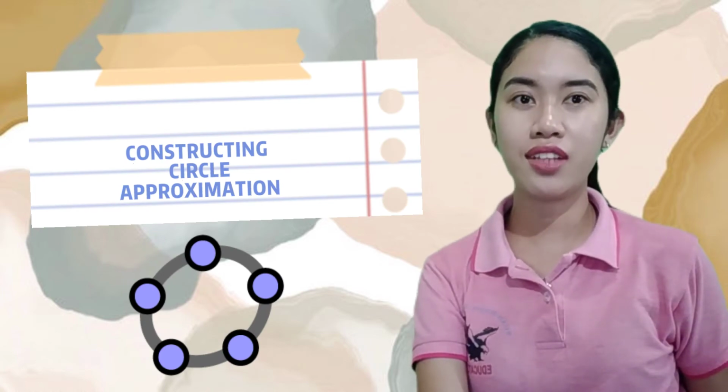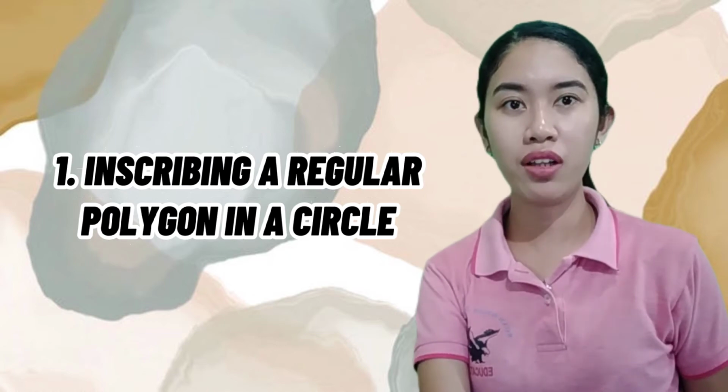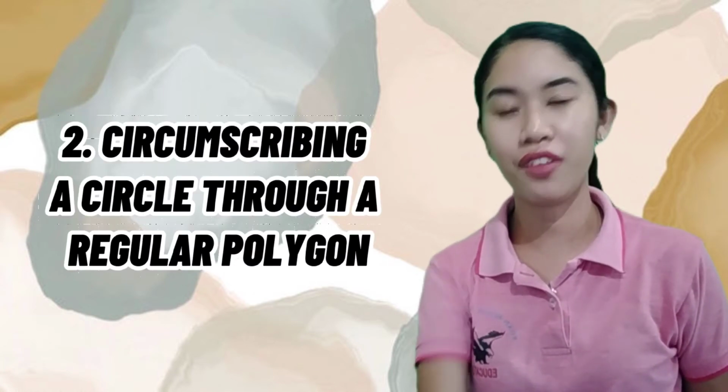This tutorial on Constructing Circle Approximation through the application of GeoGebra will consist of two parts. For the first part, we will be inscribing a regular polygon in a circle, and for the second one, we will be circumscribing a circle through a regular polygon.